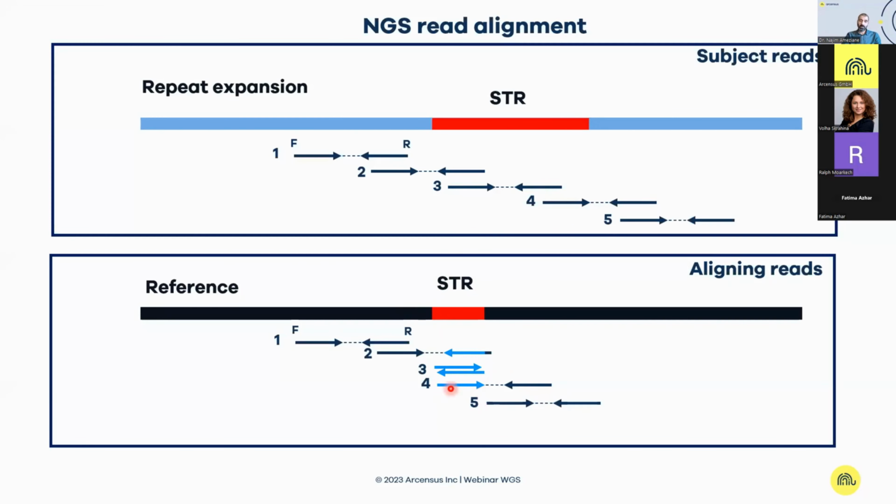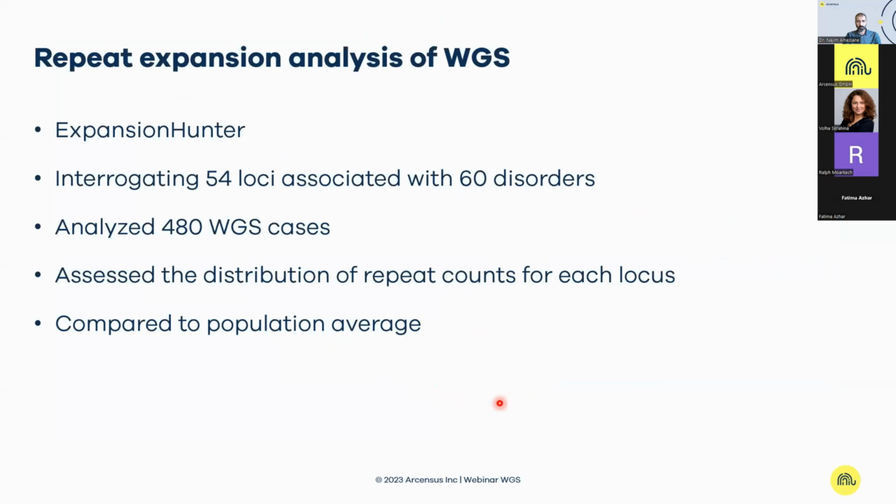And as for fragment 4, which is more or less similar to fragment 2, it's only the reverse. So the forward sequence will be aligning to the segment that has the repeat, and then the reverse fragment will completely align to the downstream sequence. And fragment 5 will be aligned properly, accurately, also just downstream of the segment.